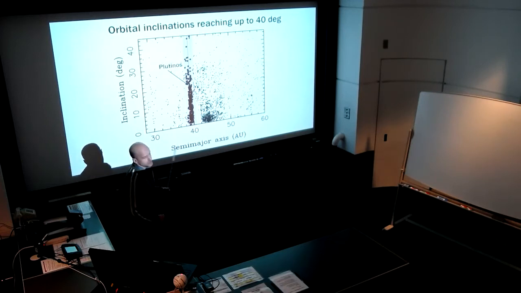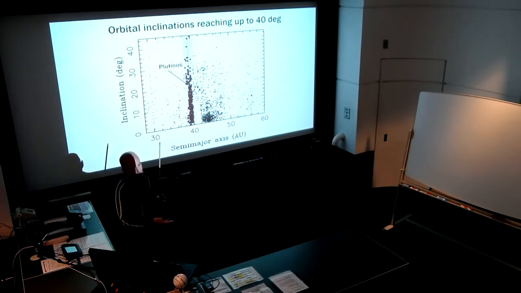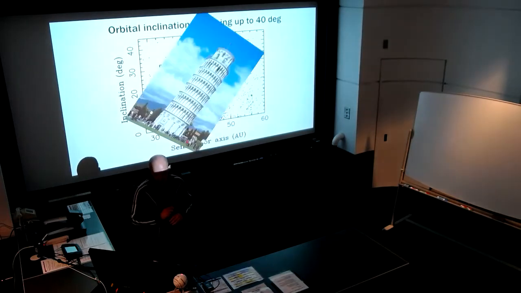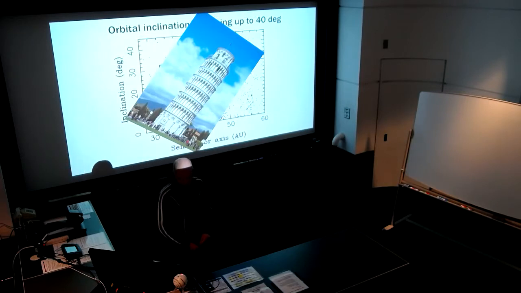And this is the observational sample. All the surveys look in the ecliptic. They detect preferentially low inclination objects. So this is even biased or compacted in inclination. The real underlying inclination distribution is even wider. So to put this in context, this is an order of magnitude more inclined than the famous Tower of Pisa.